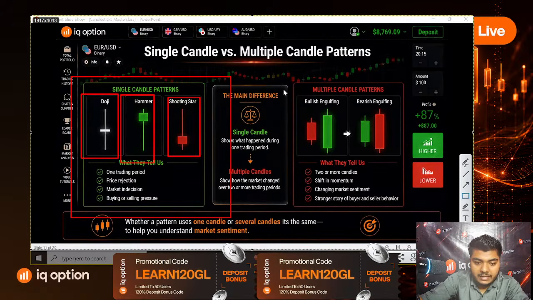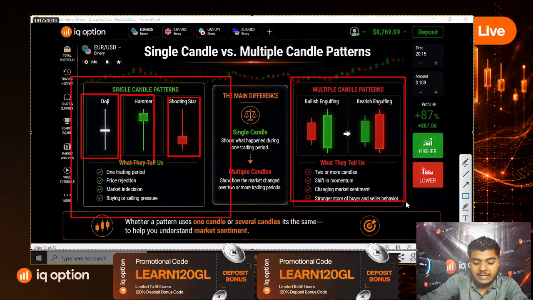And on the right side, guys, we have multiple candle patterns like the bullish engulfing and the bearish engulfing. These patterns use two or more candles to tell a bigger story about how market sentiment is changing. Whether a pattern uses one candle or several, the goal is always the same: to help us understand the balance between buyers and sellers.